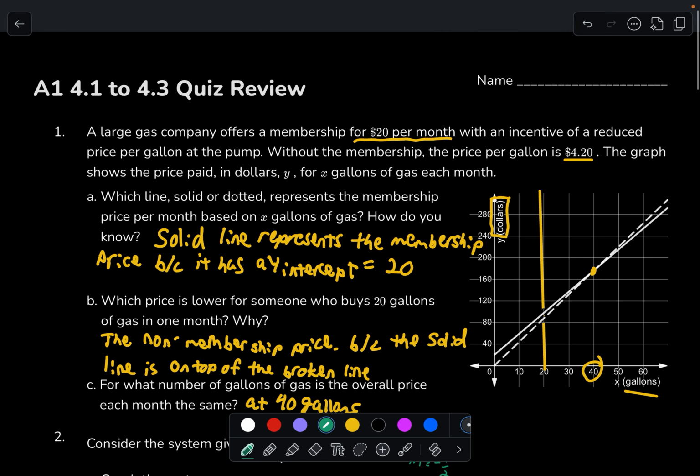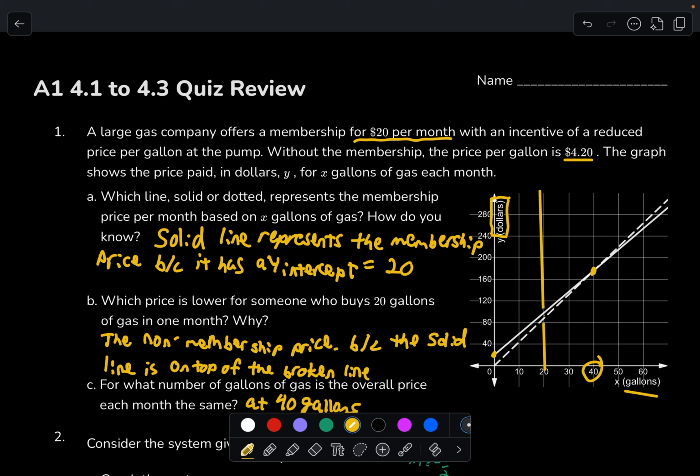So the first question is, a large gas company offers a membership for $20 per month, okay, with an incentive of a reduced price per gallon at the pump. Without the membership, the price per gallon is $4.20. The graph shows the price paid in dollars Y for X gallons of gas each month. Which line, solid or dotted, represents the membership price per month based on X gallons of gas? How do you know? Well, it's going to be the solid line because it has an initial value, right? You have to pay $20 a month to get the reduced price in gas.